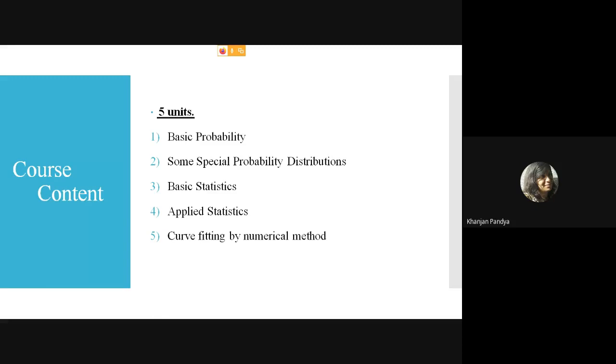Then second, special probability distributions, as a continuation of probability. Then we'll be moving on to statistics, that is basic statistics. And fourth is applied statistics. And fifth is different from all the others because we are using numerical methods in that. So fifth is curve fitting by numerical methods. I don't think anybody has any doubt. We are going to learn the units in order: number 1, then 2, then 3, then 4, and lastly number 5.